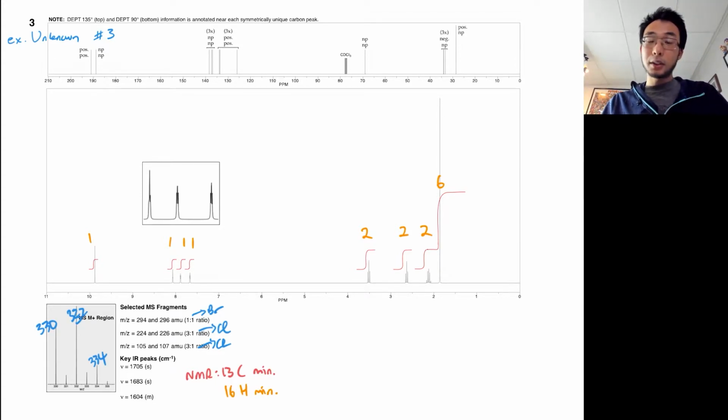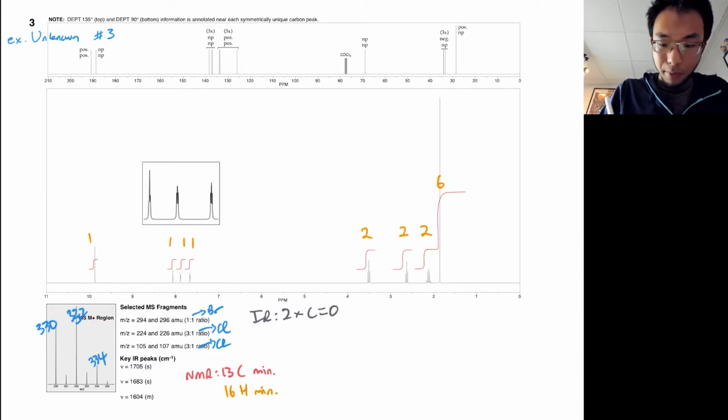Let's go through and check our chemical formula and see if we're missing anything at all. Now let's go to our IR and see if we can get any more information about functional groups before we move on to figure out an actual chemical formula. In the IR, there's a strong signal at 1705 wave numbers, another strong signal at 1683 wave numbers, and then a medium signal at 1604. For me, that makes me think that there are 2 signals in the carbonyl region and 1 signal in the alkene region.